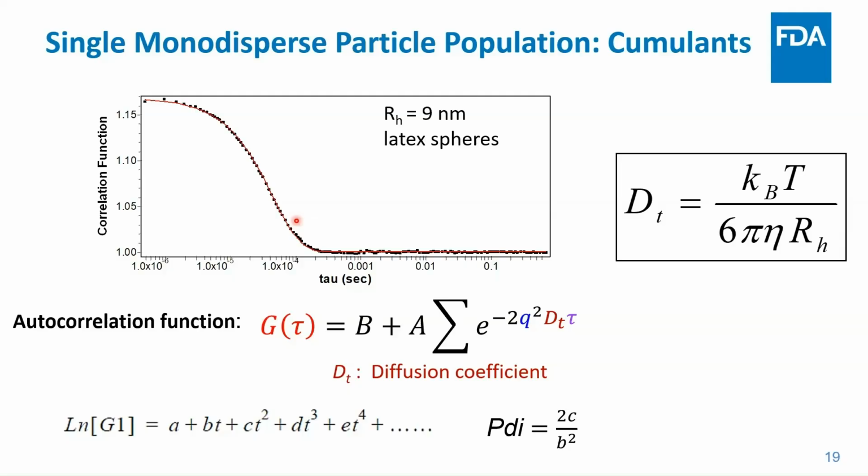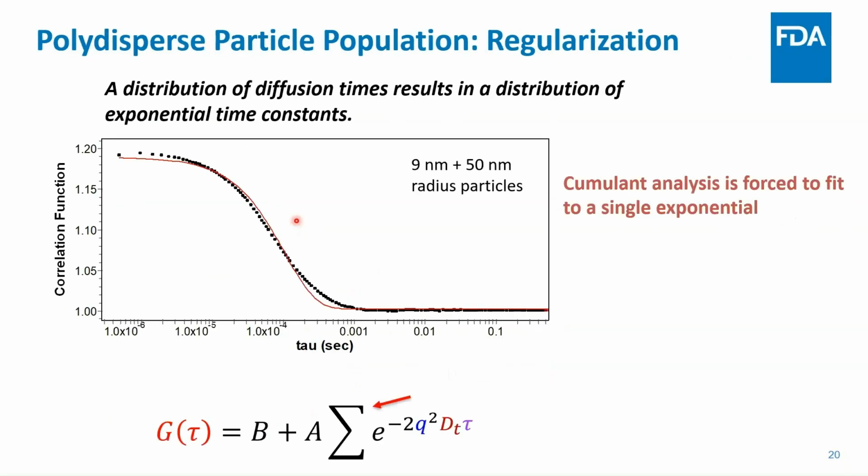It is the mean and the PDI calculated from the decay, and then it's a representation of that. So then in the second example here, we can see a single fit. This is again using the cumulant fit, which causes the system to force it through a single exponential, which is that red line again, which you can see doesn't quite fit this data. And this is a mixture of 1-to-1 of 9 nanometer and 50 nanometer particles.